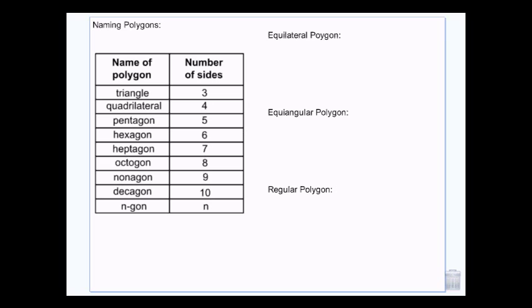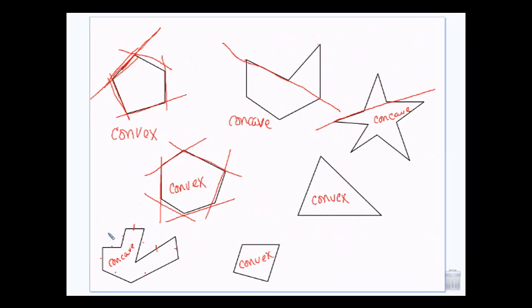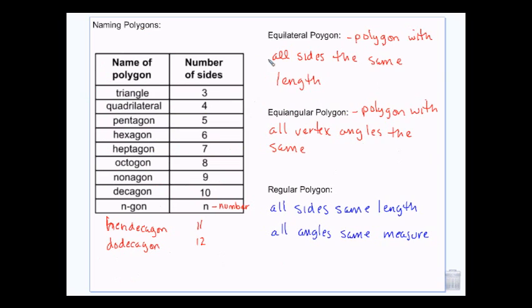But I wanted to, you guys heard of equilateral triangles? Well, we have equilateral polygons, and that's just any polygon where all the sides are the same length. And those can be your odd shaped polygons. I could have drawn something like this if I had made all the sides the same length. It would be equilateral.